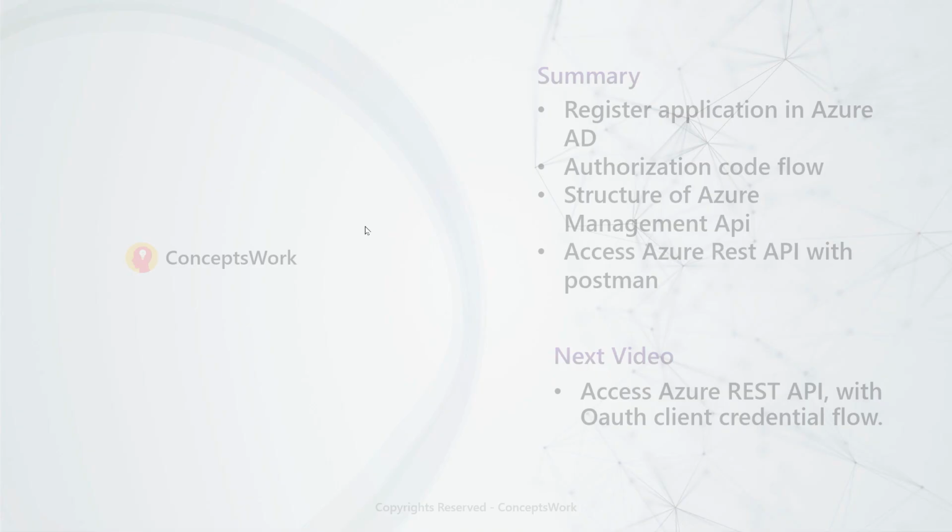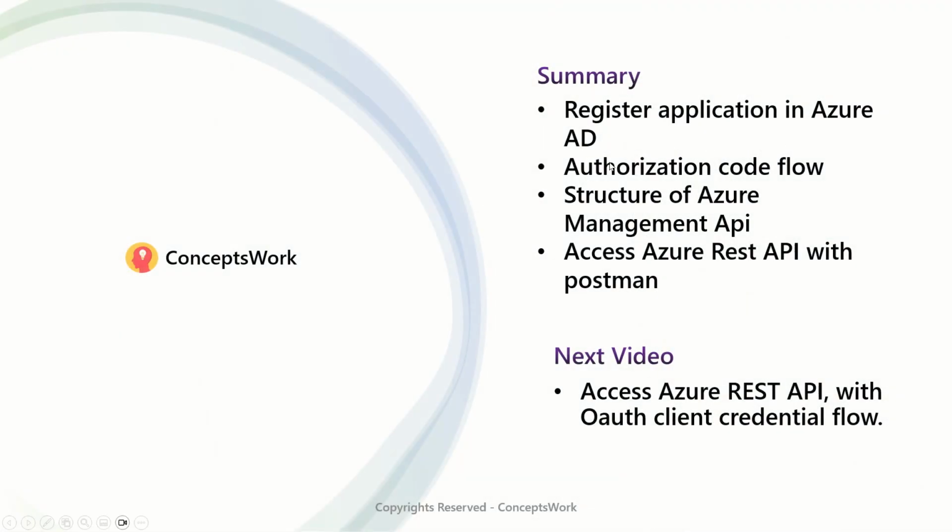Now let's talk about a quick summary of what we have discussed in this video. We have discussed registration of an application in Azure AD, how it is working in authorization code flow because there is a user interaction, and the structure of Azure Management API endpoint, I mean the resource ID, API version, and https://management.azure.com, combining all these three values. And then I've shown you how you can access Azure REST API with Postman.